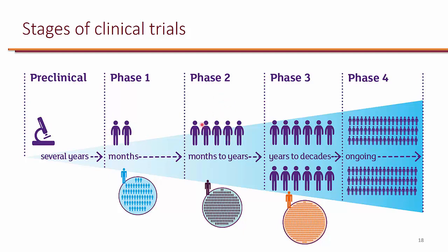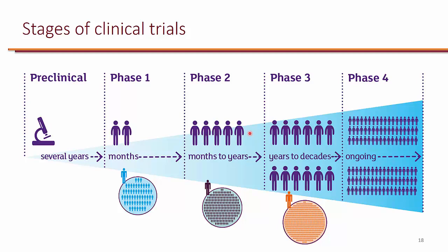Phase two trials are bigger than phase one, but still not as big. Now they actually bring people with the disease. So they will enroll patients with hypertension, and they will give them the drug. Typically at this stage, they also look for a safe dose. They may be trying different doses to make sure that they get the dose that's safe and effective.